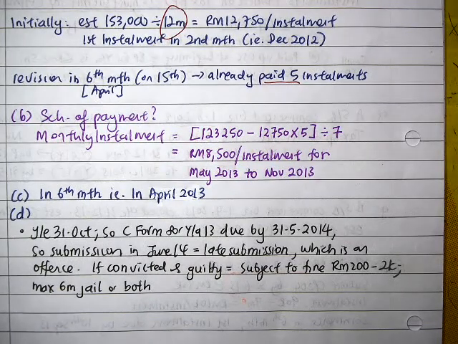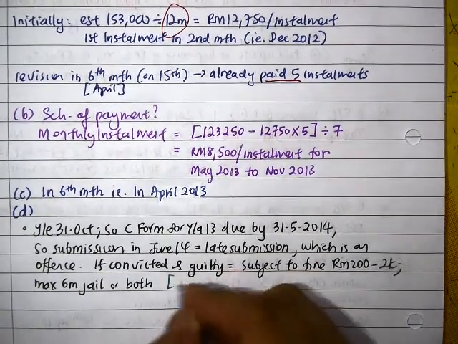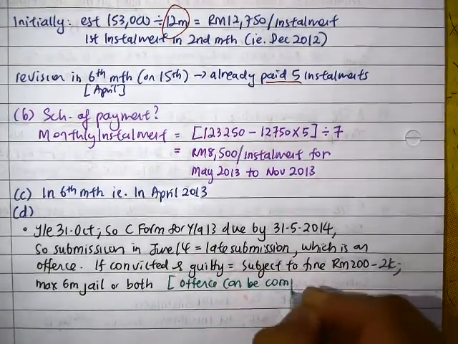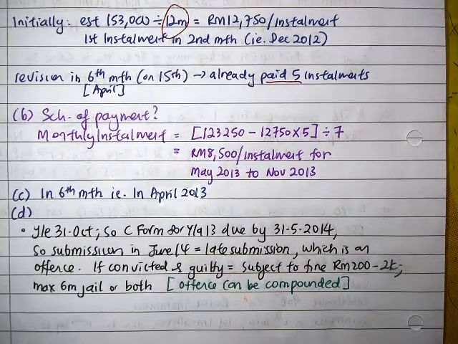Now the first issue you've got to see is this issue, because the date is given, so you look at that. Now, but the offense can be compounded. Okay, I'll come to this later. I'll tell you what this is later.